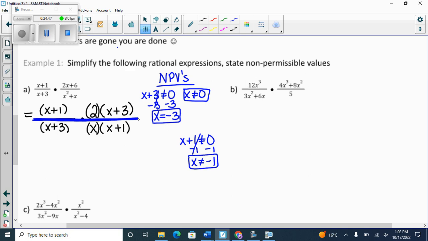Anything on the top that is a twin with anything on the bottom can now cancel because I stated NPVs. I can't cancel them until I state NPVs, but I'm done already. So what matches? X plus 3 matches completely. X plus 1 matches completely. Then I have a 2 and an x. Do I have anything that matches those? No, so that's as good as it gets. So my answer is going to be 2 over x, and then I'm going to state my NPVs behind it. X can't equal -3, -1, 0.